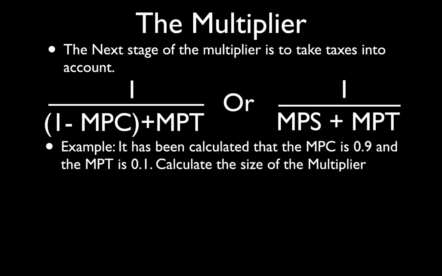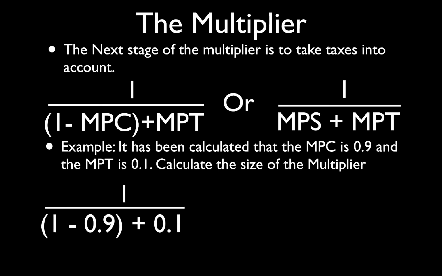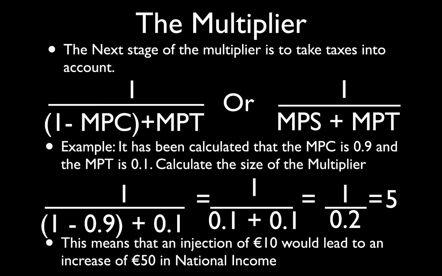It's been calculated that the MPC is 0.9, the MPT is 0.1. Calculate the size of the multiplier. Well, we're going to use this one here then. So we're going to go 1 over 1 minus the MPC plus the MPT. That's 1 minus 0.9 on the bottom line plus 0.1. So 1 minus 0.9 is 0.1. So the bottom line becomes 1 over 0.1 plus 0.1, which is simply 1 over 0.2. And what that means is we have a multiplier of 5. Now, a multiplier of 5 means that an injection of €10 will increase national income by €50.